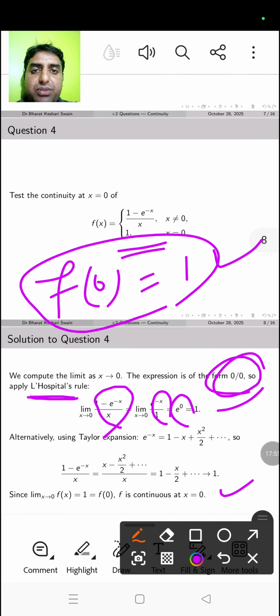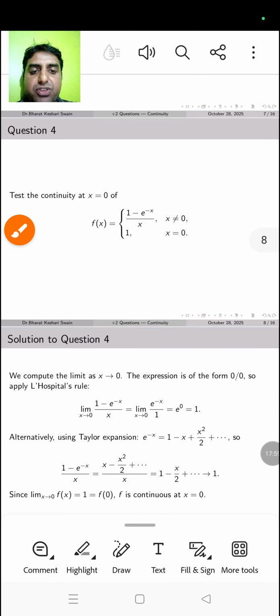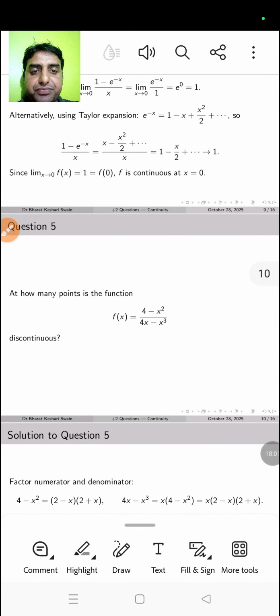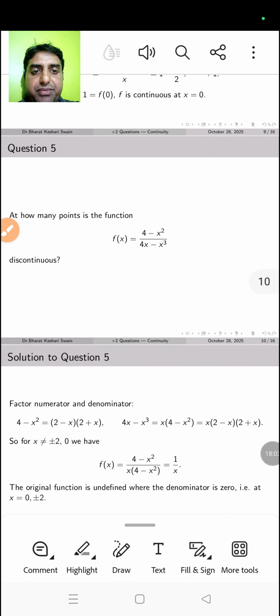Okay, so question number 4 is complete. It is continuous at x equal to 0. Next, come to question number 5. So what is your question number 5?